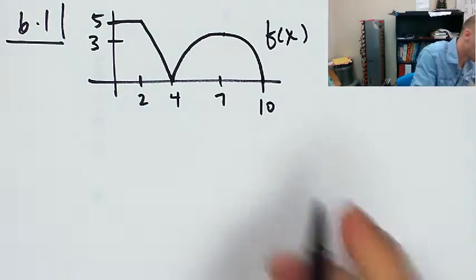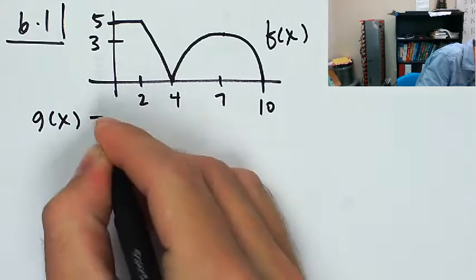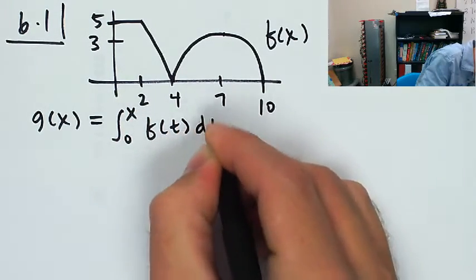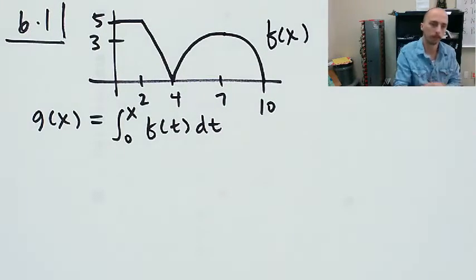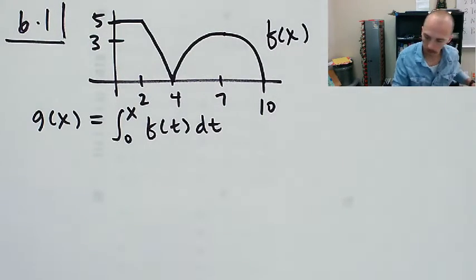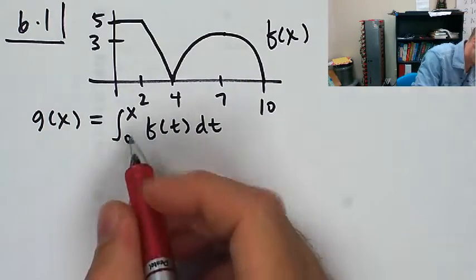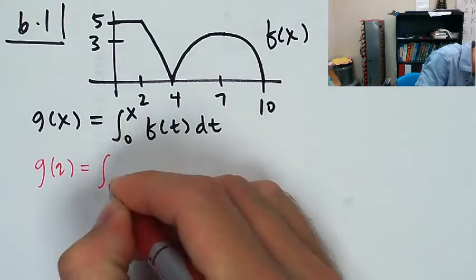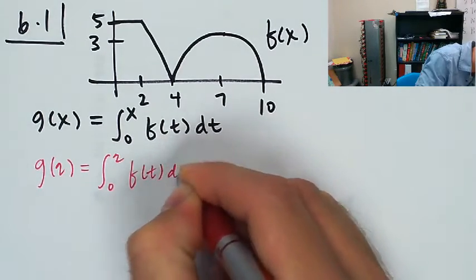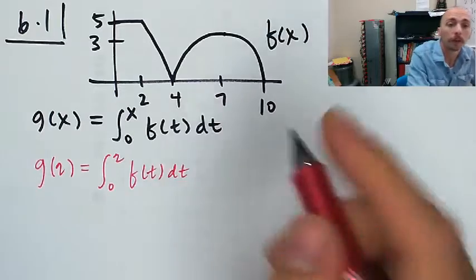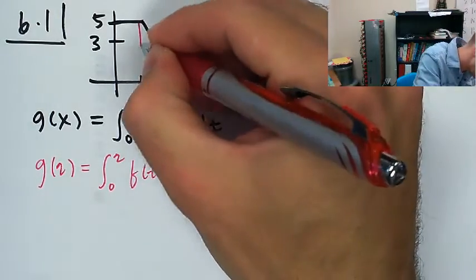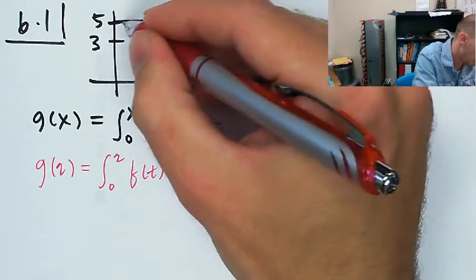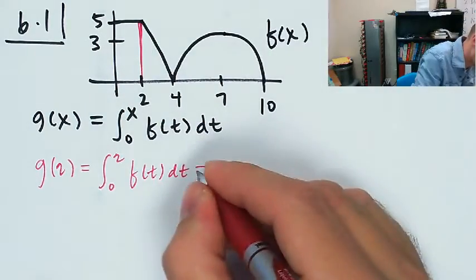Suppose also they said that the function g of x equals the integral from 0 to x of f of t dt. And we could find a couple of these values. I think I'm going to do 3 of them. I'm going to do g of 2. That's equal to the integral from 0 to 2 of f of t dt, f of x dx, same thing. So the integral from 0 to 2 is going to be the area of this rectangle here. It was supposed to stop there at 2. And that'll be 5 height times 2 width, and that's going to be 10.